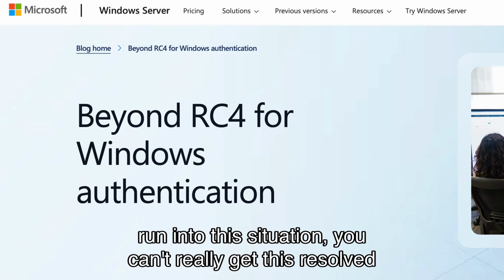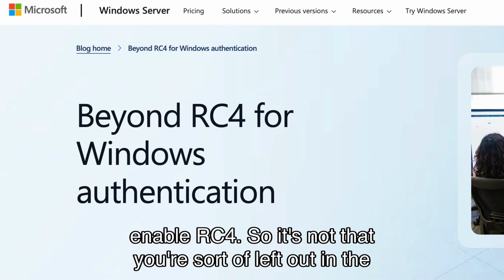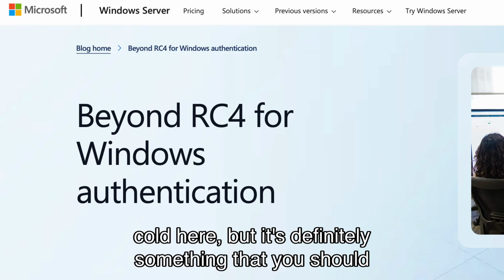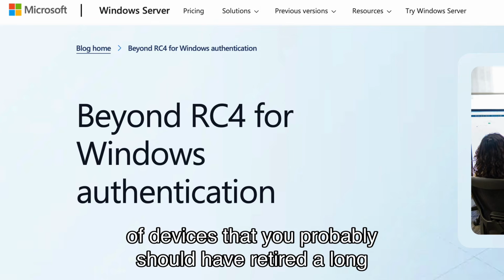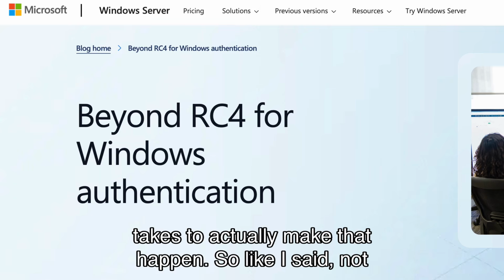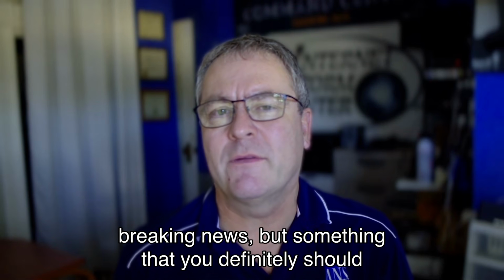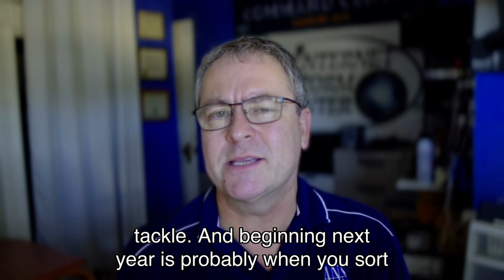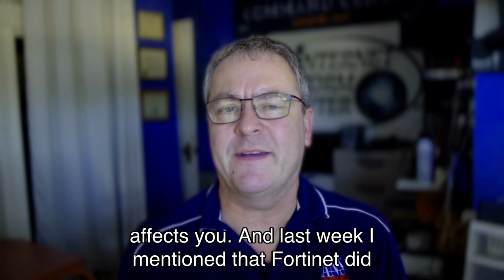If you do run into this situation, you can't really get this resolved by mid next year, there is an option to still manually enable RC4. So it's not that you're left out in the cold here, but it's definitely something that you should address. And it's probably going to point you to a bunch of devices that you probably should have retired a long time ago. And well, this may be the last push it takes to actually make that happen. So like I said, not breaking news, but something that you definitely should tackle, and beginning next year is probably when you should have a plan ready and figure out how much this affects you.